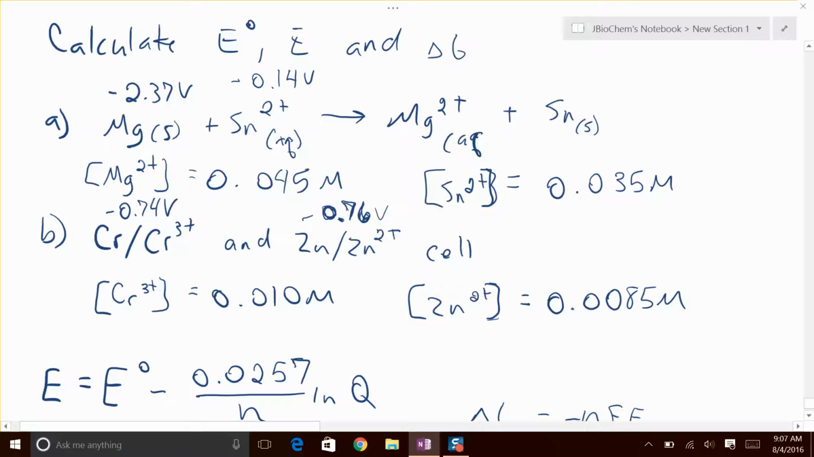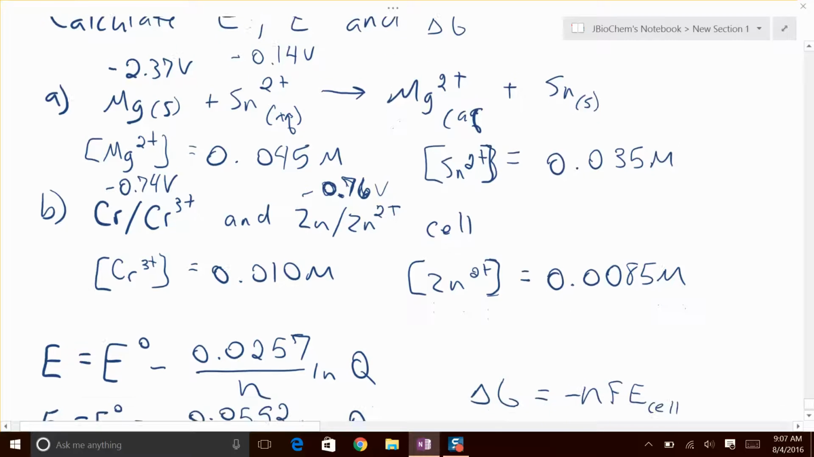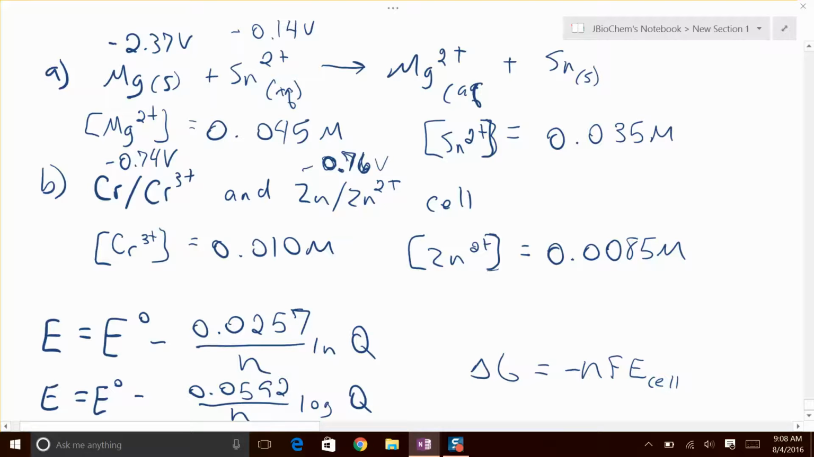Okay, what are you going to calculate first? That's right, E naught. Calculate E naught of the cell. What are you going to calculate second? E. You're going to use one of these equations to calculate E. Once you know E, you can use it here to calculate the delta G. You actually get Q before you get E. You find Q using products over reactants, and it just ends up being a ratio of two things.